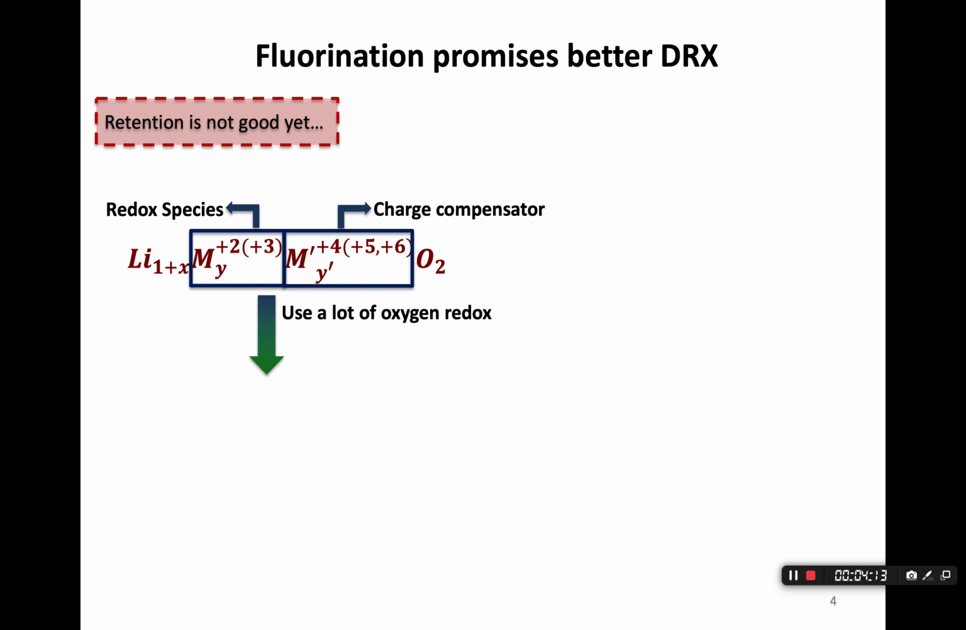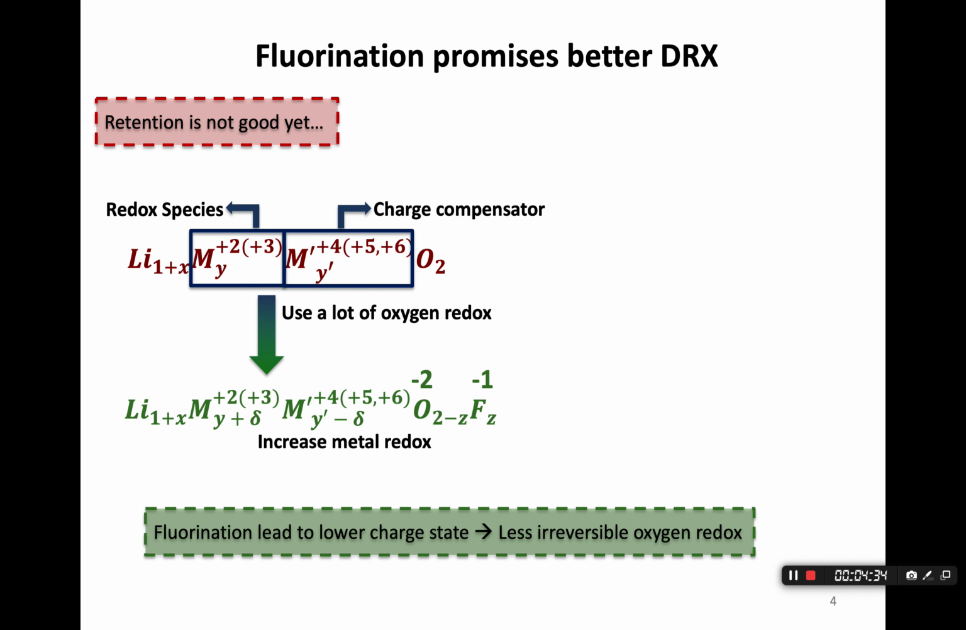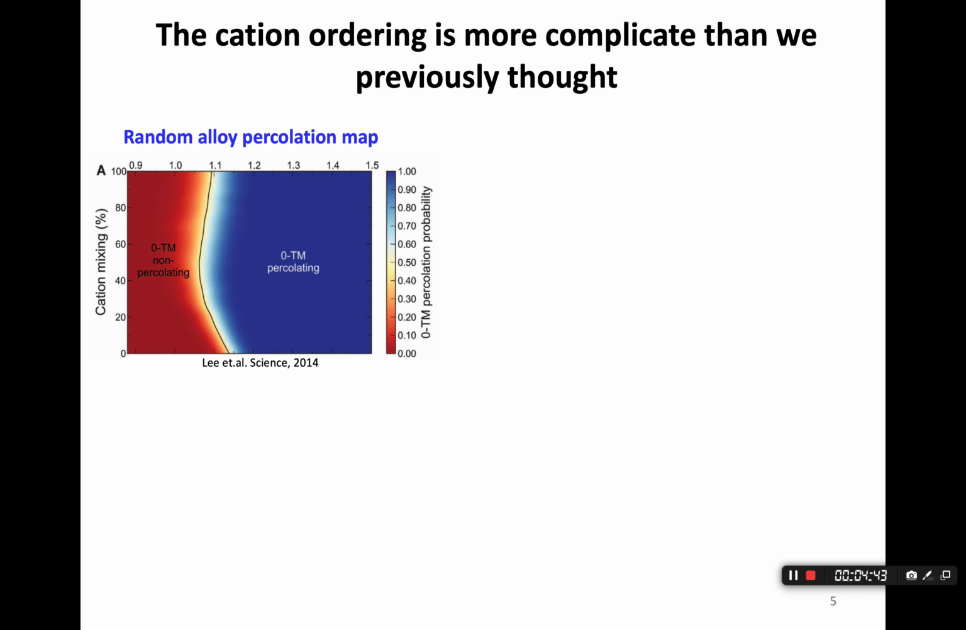Fluorination can be a solution to this, because fluorine is 1- as an anion, so it actually reduces the average cation charge state required for charge compensation. So we can utilize more transition metal redox. In the past few years, people have been really trying to design all sorts of oxyfluorides that can reach both high capacity and high retention. However, we have very little knowledge about them.